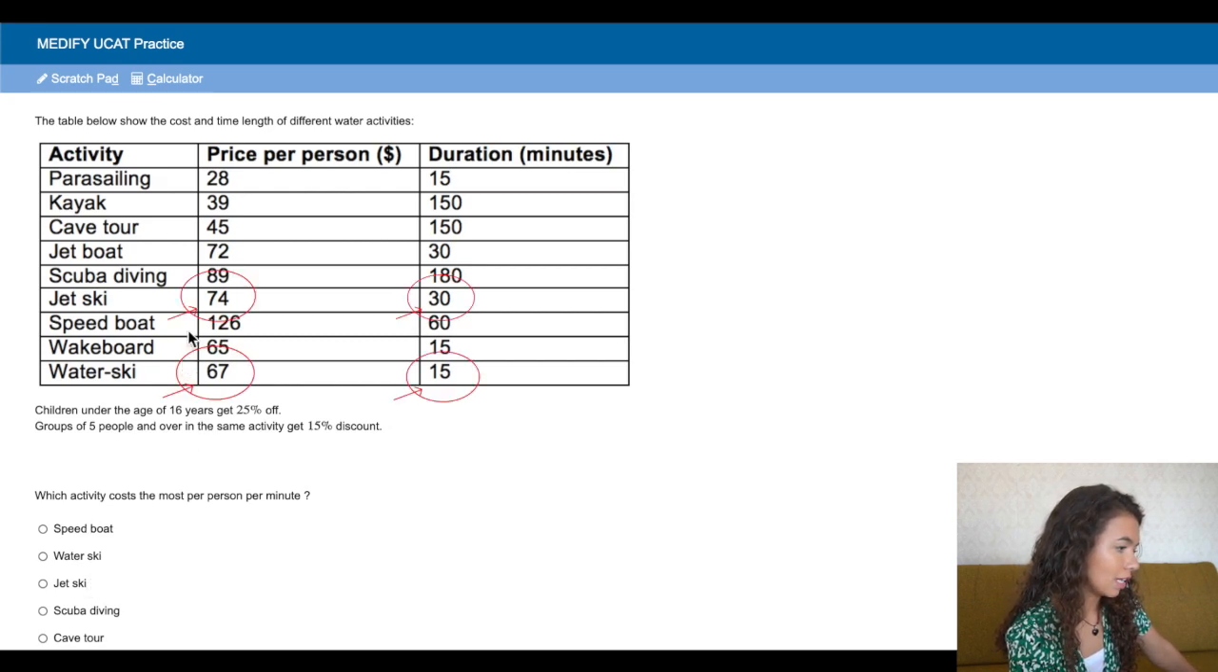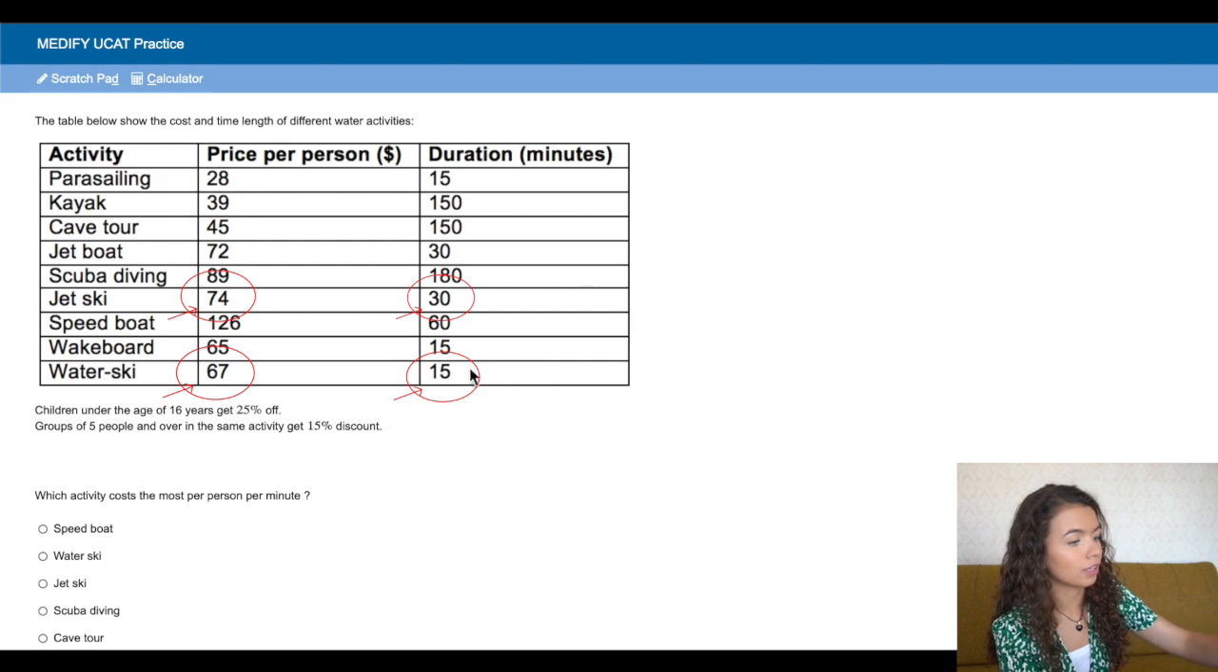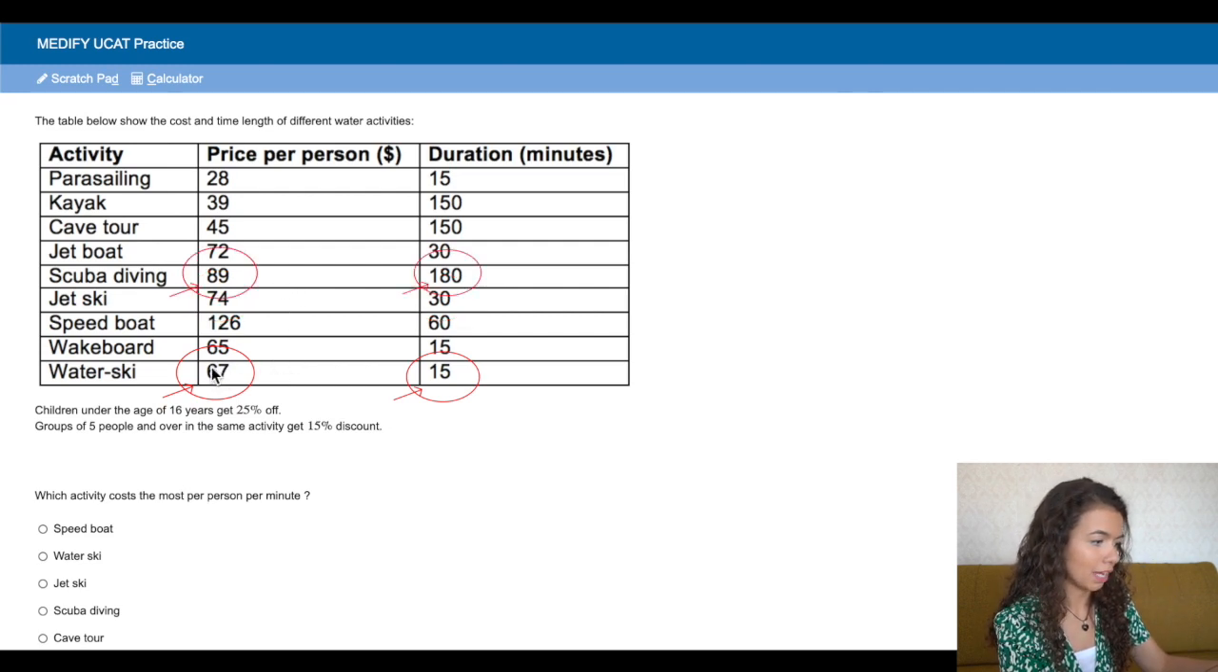So jet ski and water ski, for instance, the more expensive one is water ski, because if you look at the time difference, you're paying a lot more for half the time of the jet ski. So jet ski is out. Scuba diving: again, I'm just sort of doing this in my head, but water ski looks more expensive because obviously 15 goes into 180 a lot more than this goes into that. So far, water ski is winning.